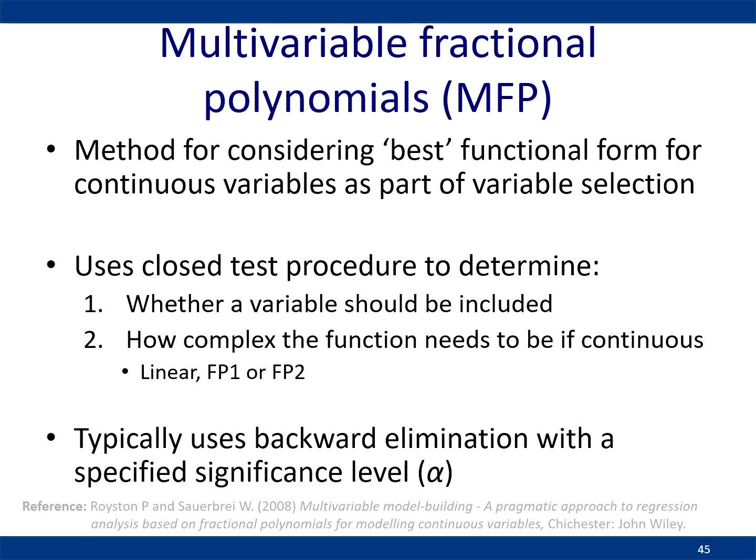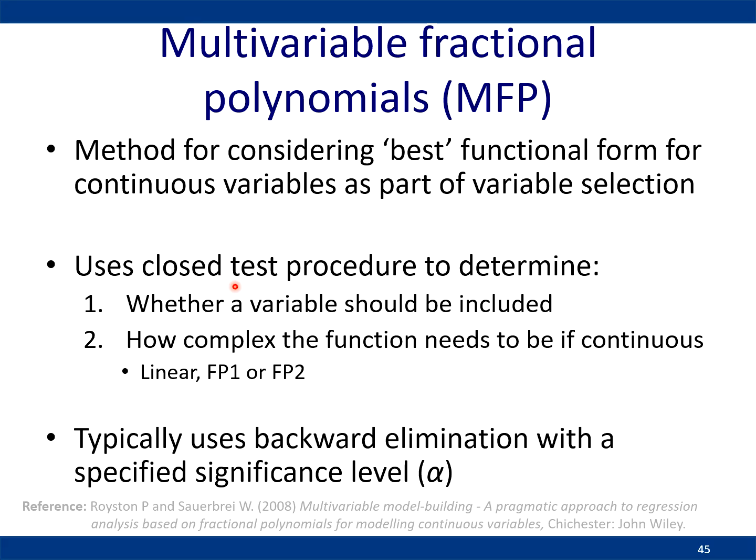And we can do this using multivariable fractional polynomials, or MFP, which is very similar to the fractional polynomials I showed you before, but now in the multivariable setting. So we can consider the functional form of continuous variables in the presence of the other potential predictors. And this method can do so as part of the variable selection procedure.